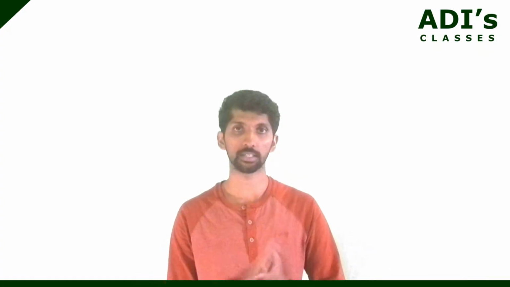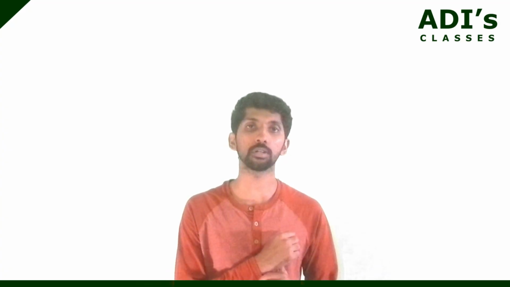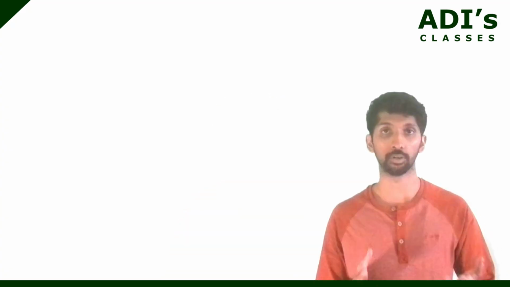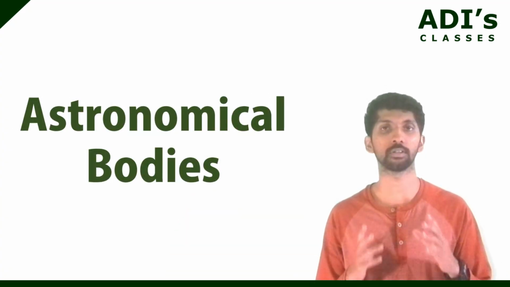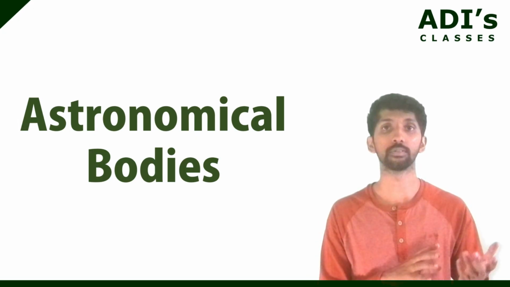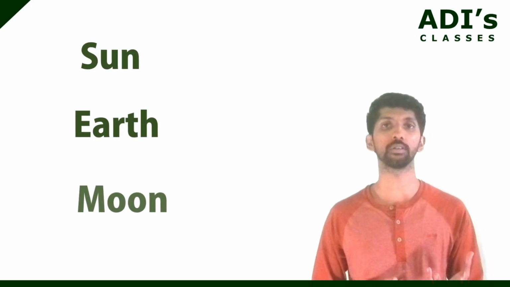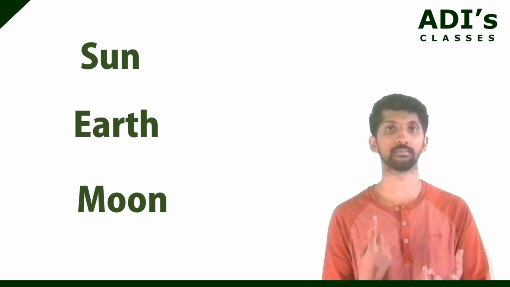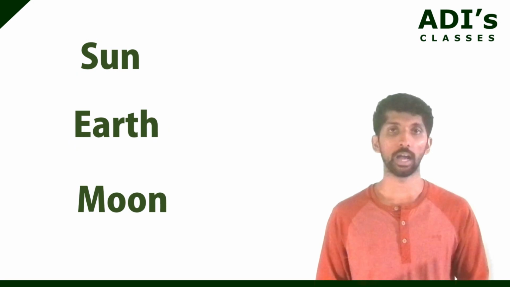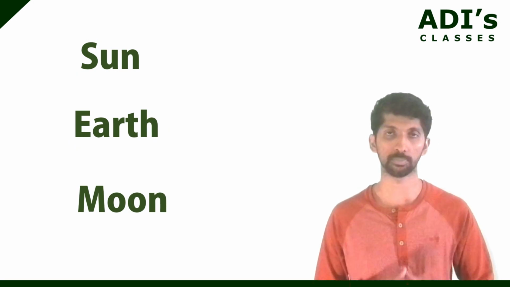Now, to begin with this chapter, we need to know that we have lots of astronomical bodies, lots and lots of them. Let's restrict ourselves only to the sun, the earth and the moon. We all know that the sun is at the center and the earth revolves around the sun. And the earth is here, and the moon revolves around the earth, correct? We all know this part.